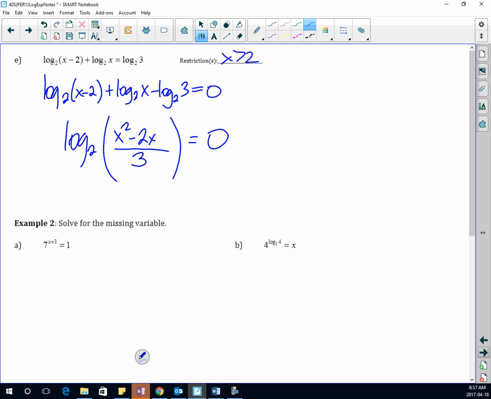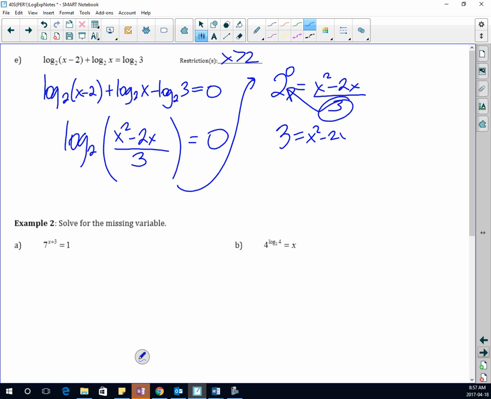Change it to exponential. I'm going to go up here. So 2 to the power 0 equals x squared minus 2x divided by 3. I'm going to do a cross multiply. What's 2 to the power 0 times 3? 3. So 3 equals x squared minus 2x. How do I solve a quadratic? We better hope it factors. Move the 3 over. X squared minus 2x minus 3.